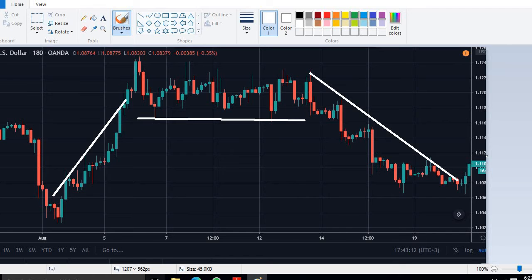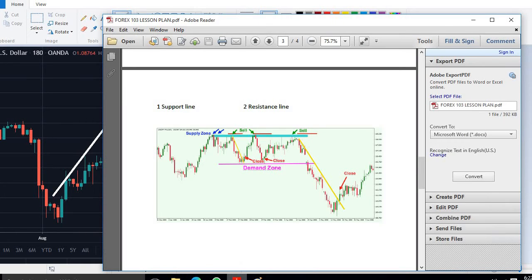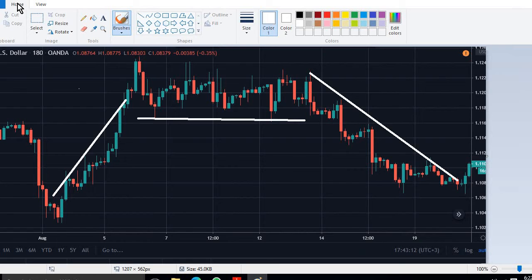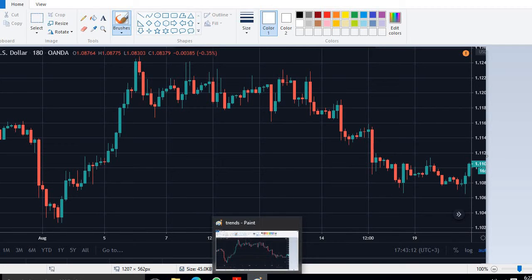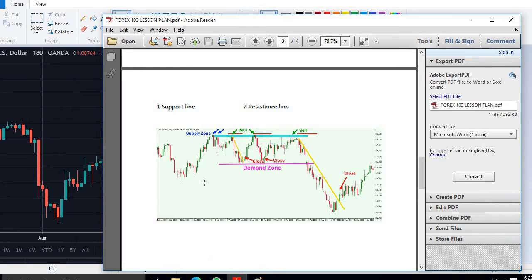Okay, let's go to our support or supply zone and demand zone, or support and resistance zone. So let me undo this and show you how you draw them. We are going to start with the support or supply zone. I'm going to teach you how to draw this.